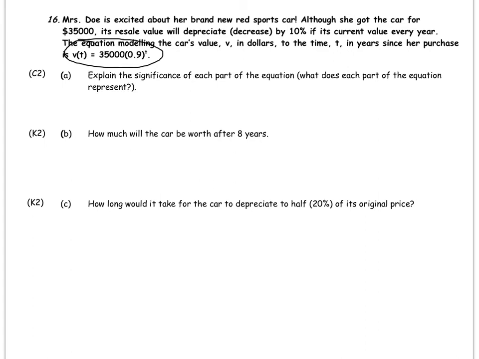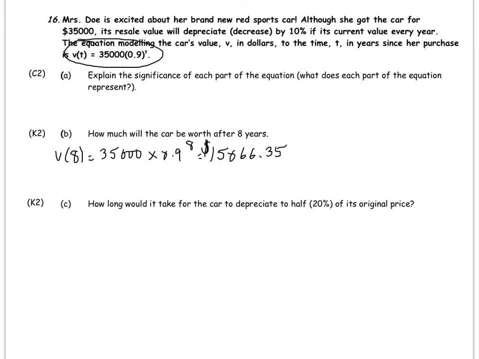The next question says how much the car will be worth after 8 years. So I have to evaluate the function V of t at 8. So I'm going to say V of 8 is 35,000 times 0.9 exponent 8. If you simplify this one, you're going to get about $15,066.35. So after 8 years, the car which was worth 35,000 is going to be worth about $15,000.